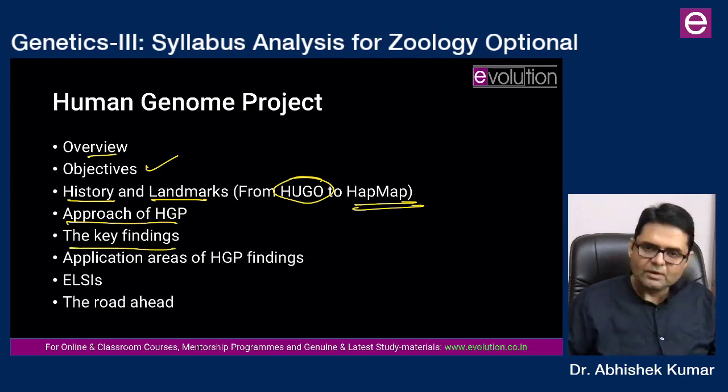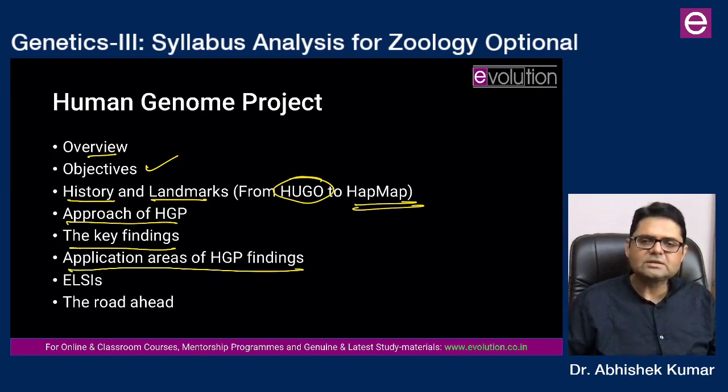After that, what were the key findings of the Human Genome Project? You need to have a list of 10-15 points. What are the application areas of Human Genome Project findings? How does it promise to revolutionize the field of medicine, the field of disease diagnosis, disease prediction? How does it pave the way for molecular medicine, and so on?